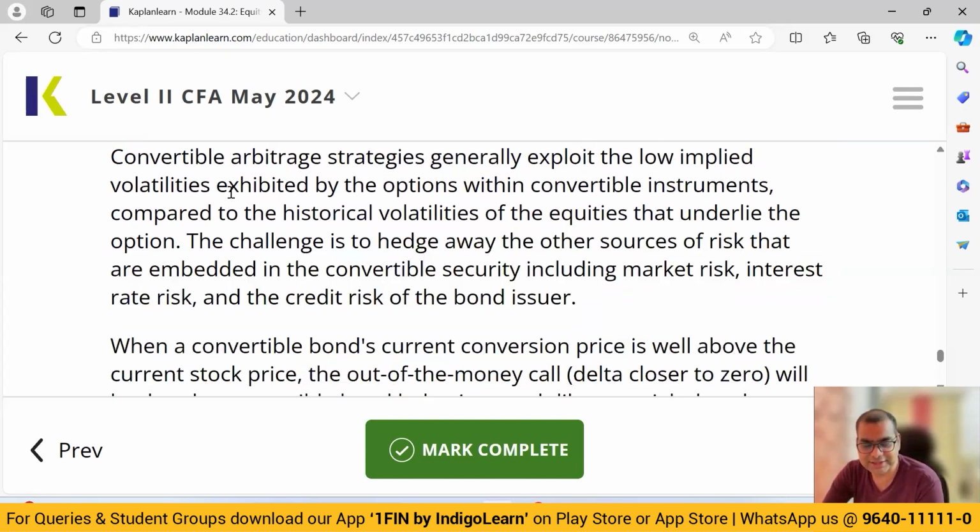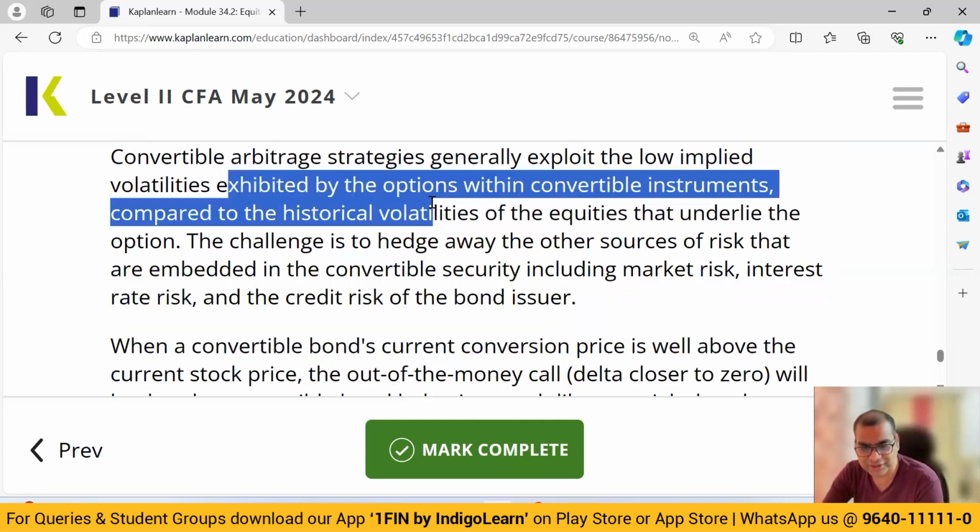So, low volatilities of converts. When volatility is high, option price is very high, correct? Right. So let's say a convertible bond is mispriced. It basically means that the volatility is not considered properly, and hence the value of the option is low, and hence the value of the convert is low. Okay, so same thing we were discussing.